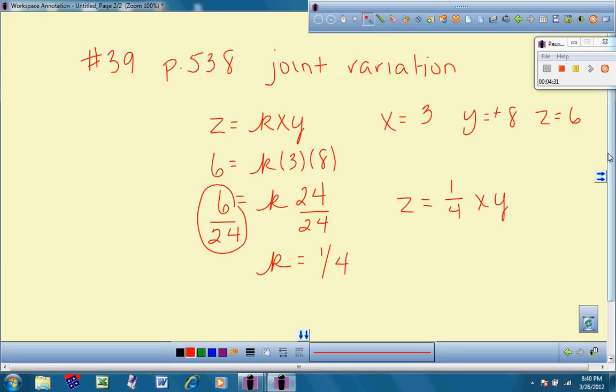Alright, the second part of the problem says find z when x is -4 and y is equal to 7. So all we're going to do is fill in what we know. Z is equal to 1/4 times -4 times 7. Multiply your terms and you get z equals -7.